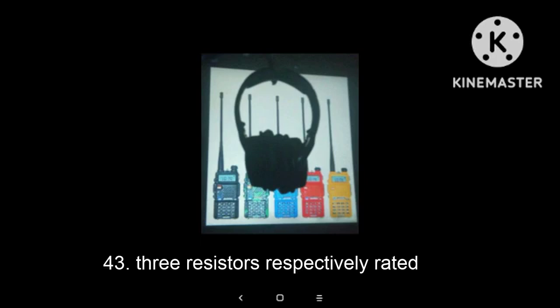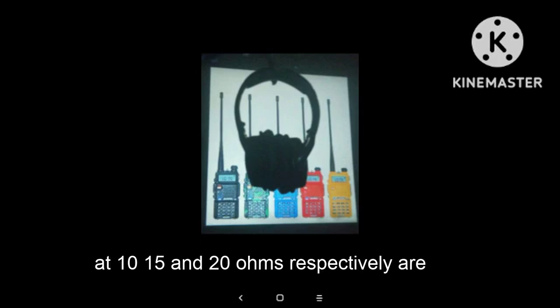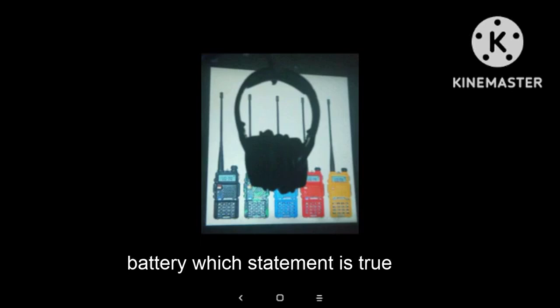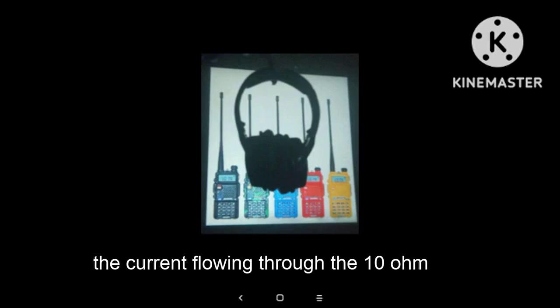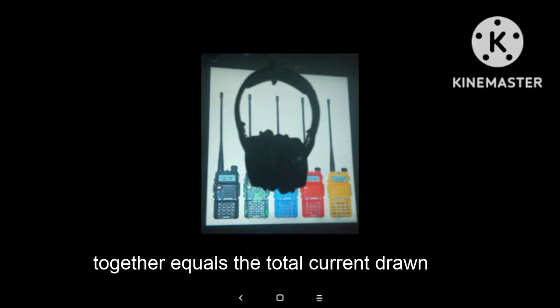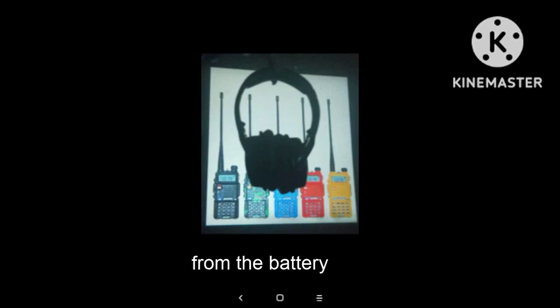43. Three resistors respectively rated at 10, 15, and 20 ohms are connected in parallel across a 6-volt battery. Which statement is true? The current flowing through the 10 ohm, 15 ohm, and 20 ohm resistance when added together equals the total current drawn from the battery.